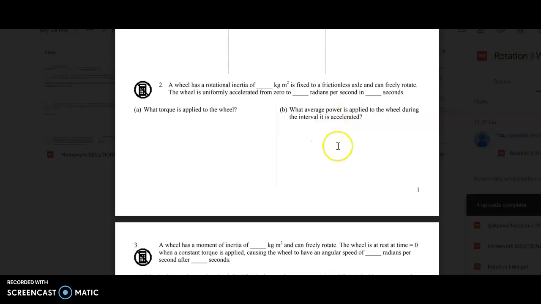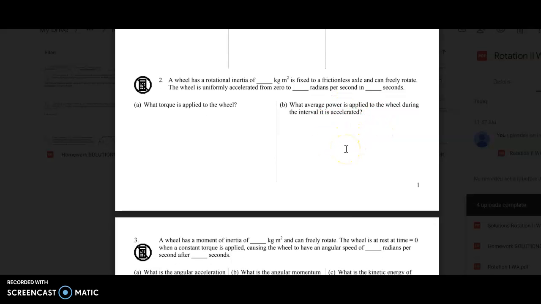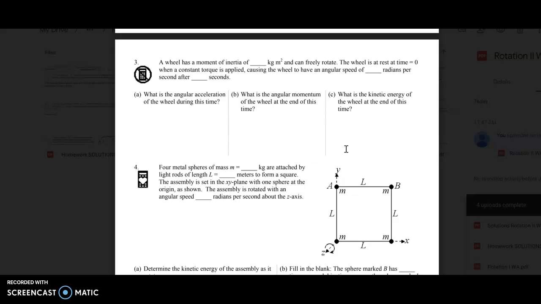If we come to power, remember that power is a change in energy over time, right? So a wheel has a rotational inertia, uniformly accelerated. So look at the change in rotational energy, right? 1/2 I omega squared. So how does that change over time? And that should work it out for you.